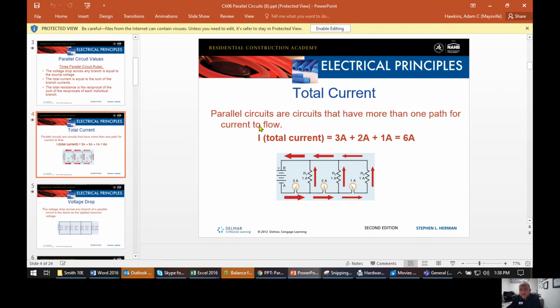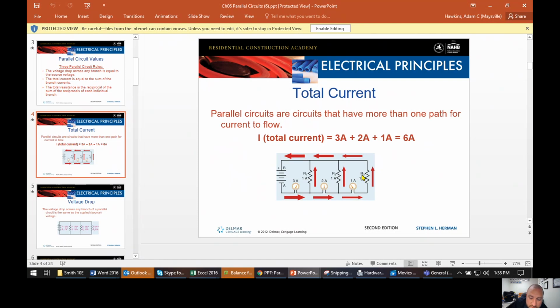So a parallel circuit has more than one path for current to flow, which means that each leg would get its own supply, and total current should add up. So if I have one leg that's drawing 1 amp, another drawing 2, and one drawing 3, then each of those should add up to be your total current draw.